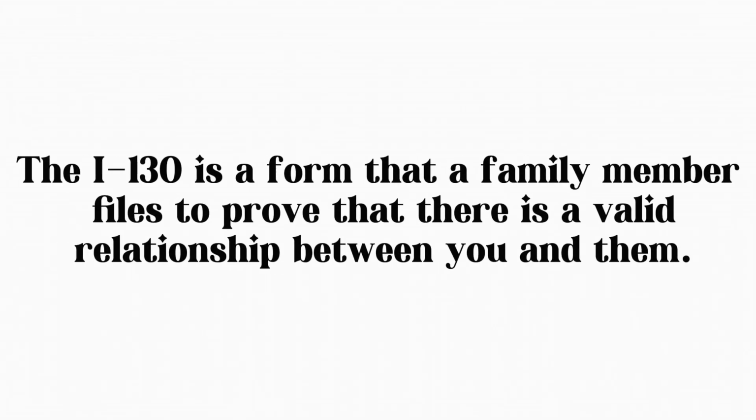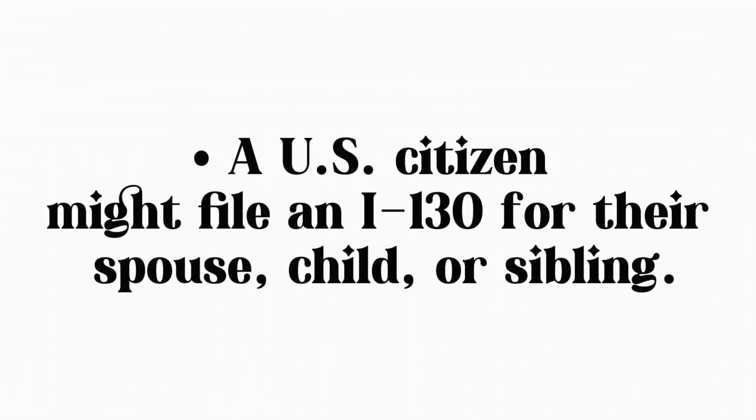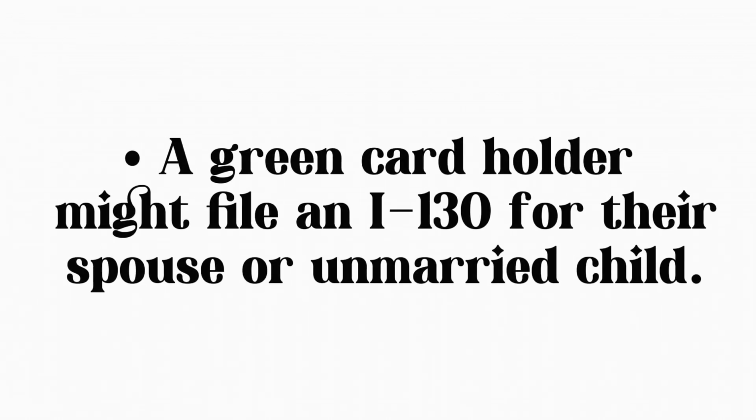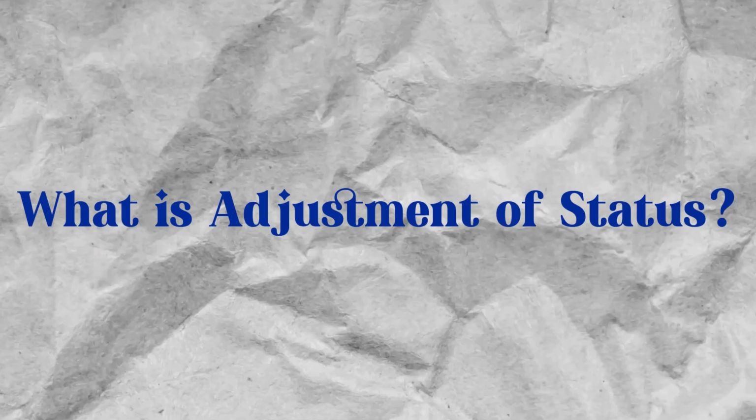Before talking about the adjustment of status process, let's first quickly talk about the I-130 petition. The I-130 petition is a form that a family member files to prove that there is a valid relationship between you and them. For example, a U.S. citizen might file an I-130 for their spouse, child, or siblings. A green card holder might file an I-130 petition for their spouse or unmarried child. When the I-130 petition is approved, it means that the U.S. government recognizes the family relationship and agrees you can apply for a green card, or adjust your status.